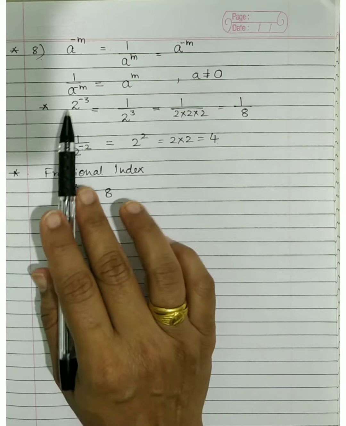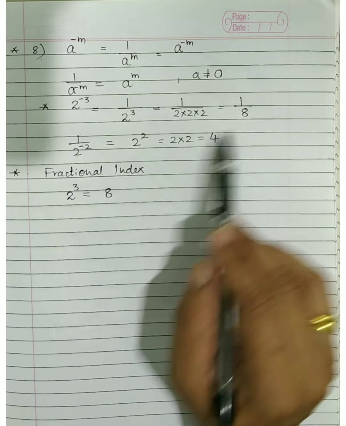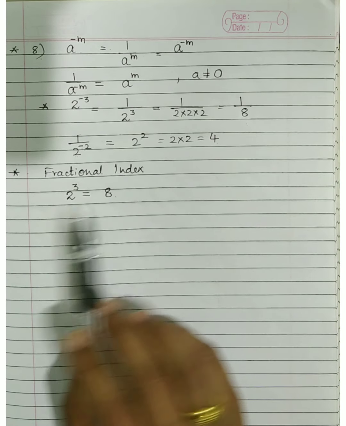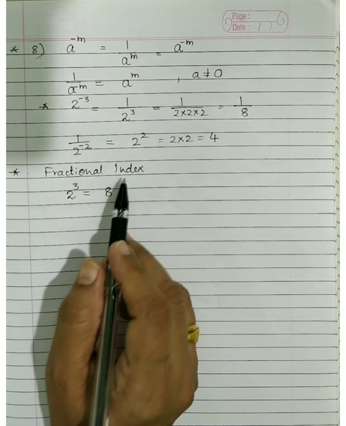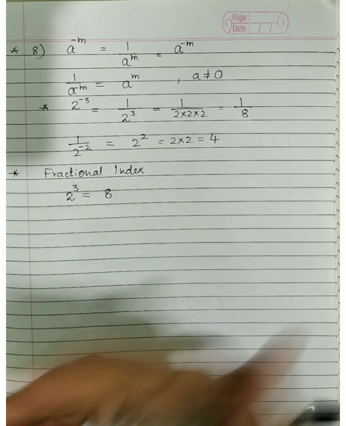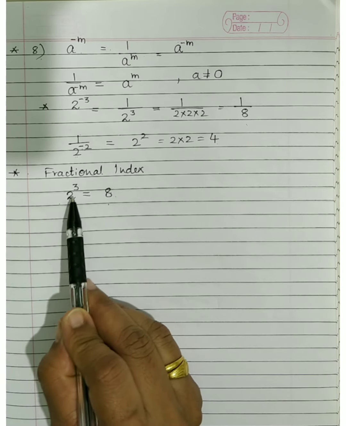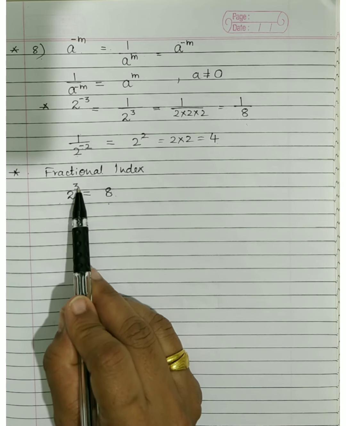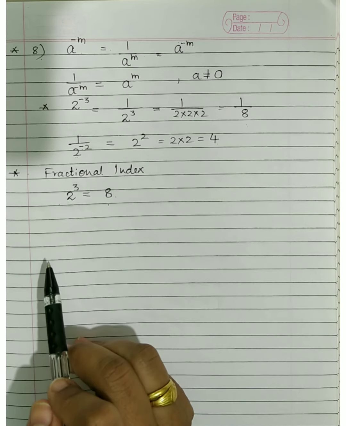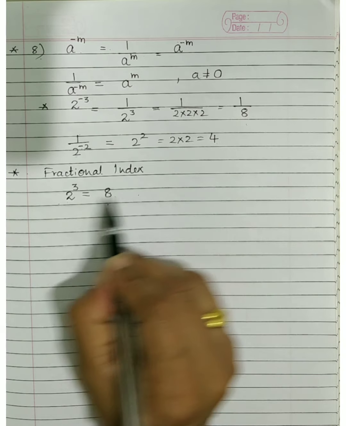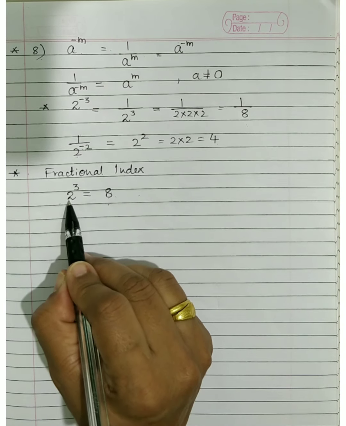Okay, 2 raised to minus 3 is what? 1 upon 8. And 2 raised to plus 3 is what? 8. Okay, so 2 raised to 3 is 8. How do we say it? We say cube of 2 is 8. In the other way, how can you say? Cube root of 8 is 2.